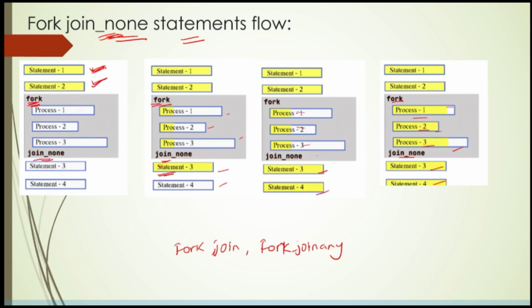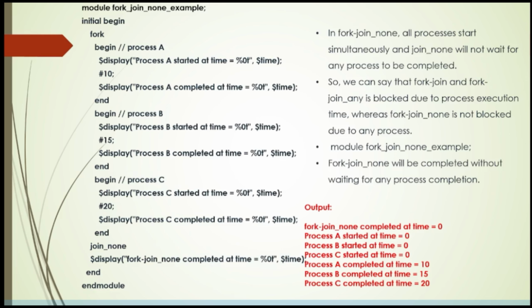But in the case of fork join none, it doesn't wait for anything. Even though it enters into fork join none, the remaining statements like statement 3 and statement 4 are executed parallelly along with the processes that are inside the fork join none. Clear? So that is the difference between fork join any and fork join none. Let us see an example here.